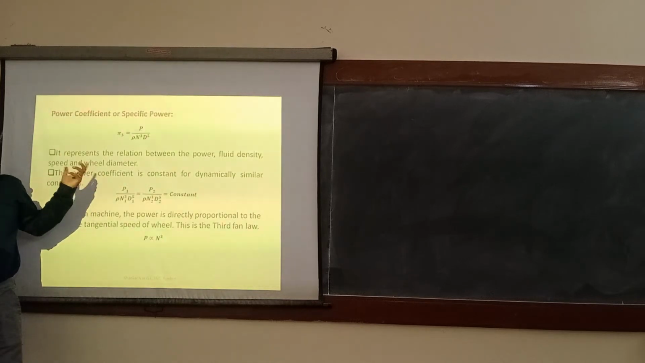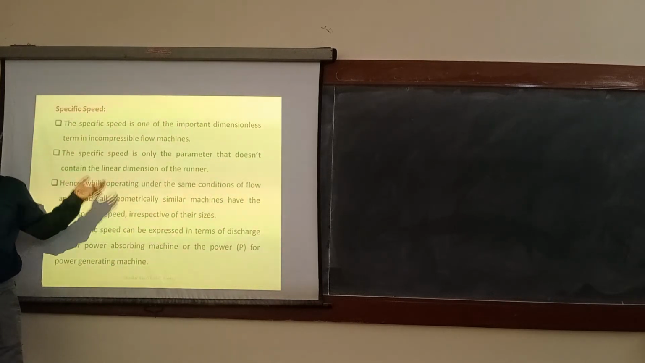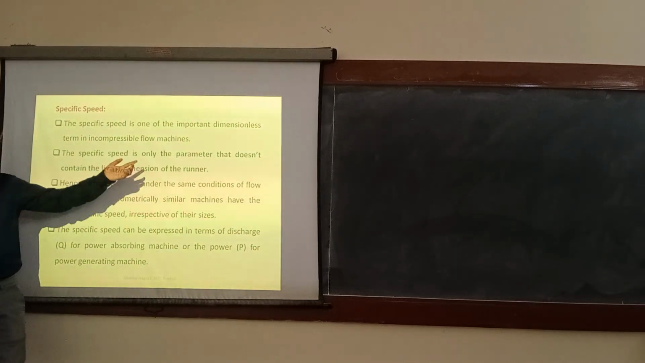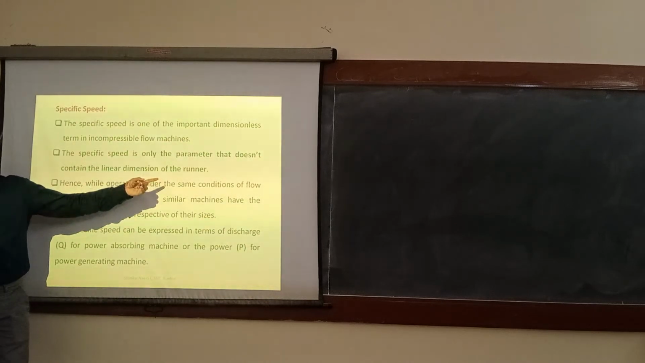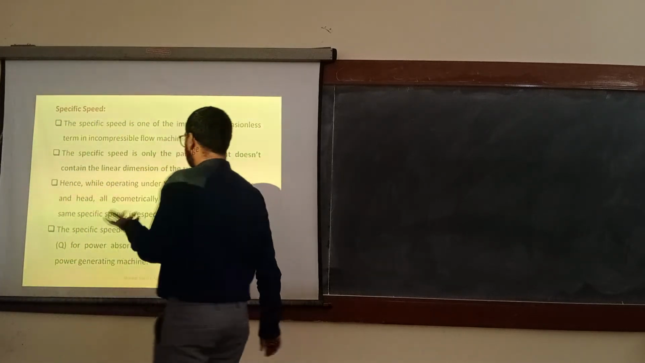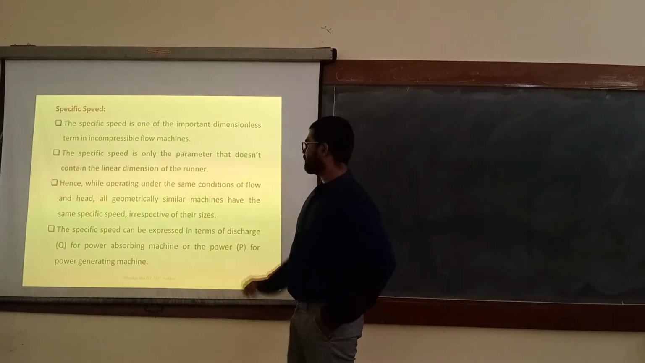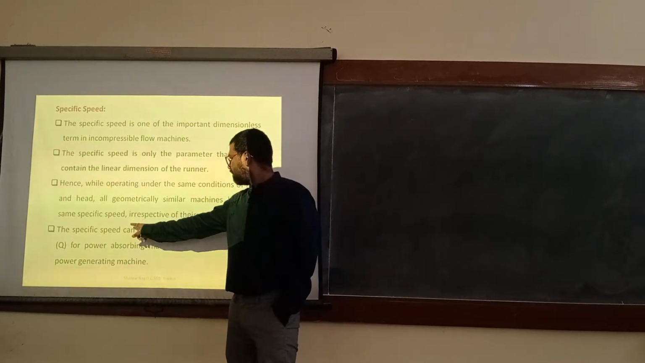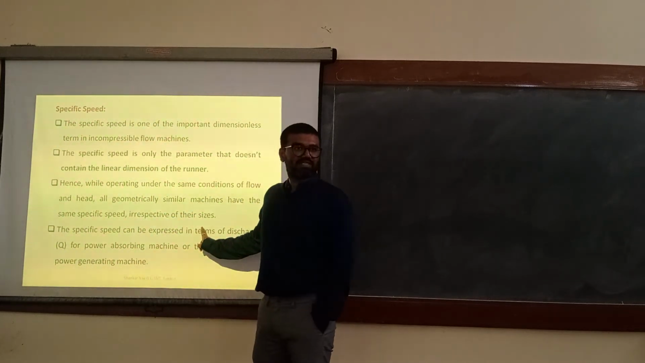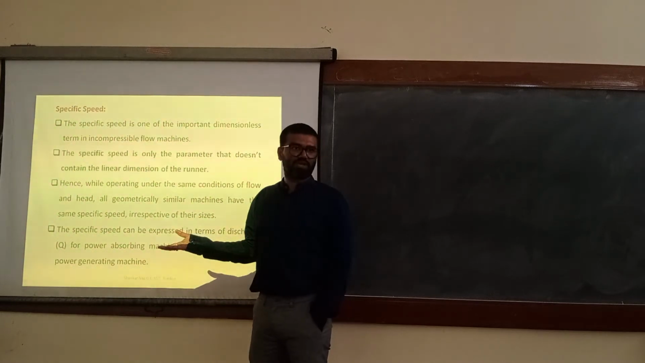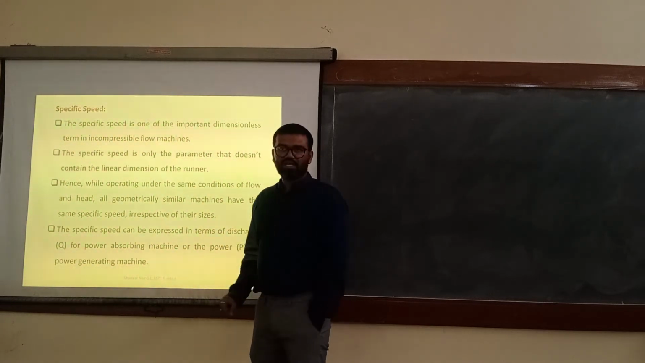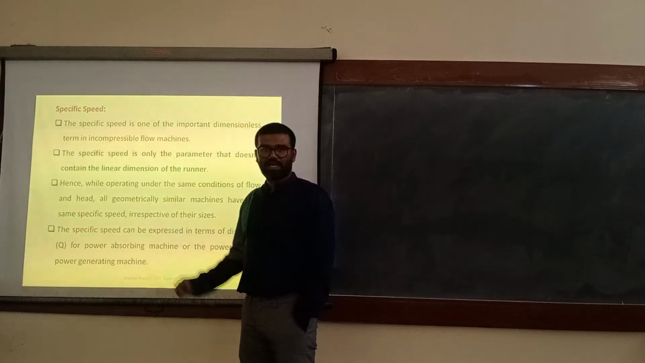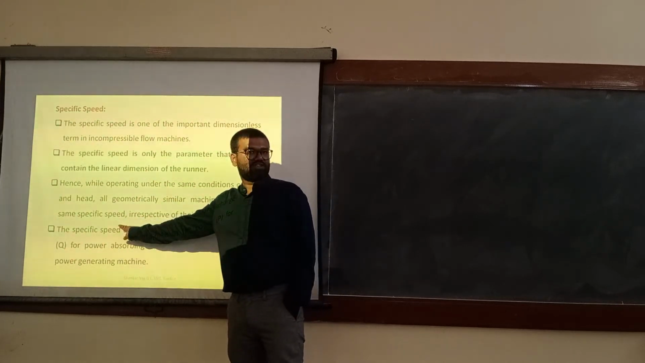See how the specific speed differs from the other dimensionless terms: this parameter does not have the linear dimension of the runner. Because of it, if any two machines are operating under the same conditions of flow and head, and if they are geometrically similar, then they will have the same specific speed irrespective of their sizes, whatever their size may be.